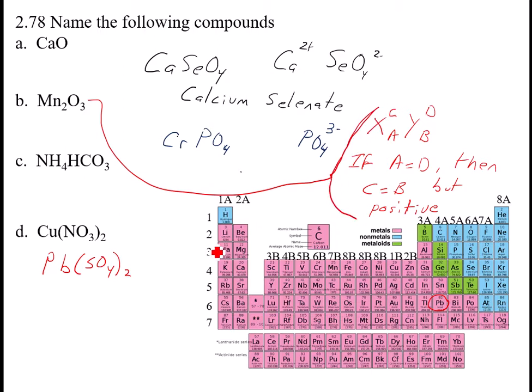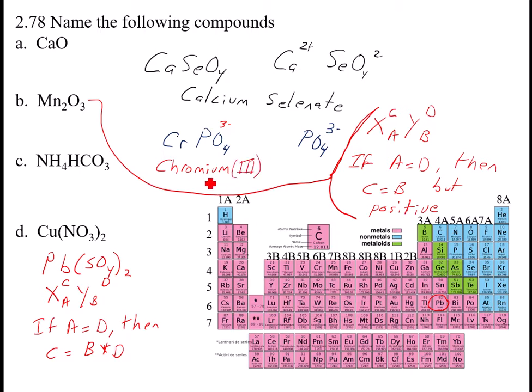The other way of doing this is, again, X subscript A, Y subscript B, with charges C and D, but this time if A does not equal D, then C is equal to B times D. This is an example of this. You see that this was a 3, and this is not a 3, so it's 3 and 1 here. Because there's no parentheses, the subscript around the whole PO4 is 1. So 1 times 3 gave me the plus 3 for this. So we said that this was chromium(III) phosphate.